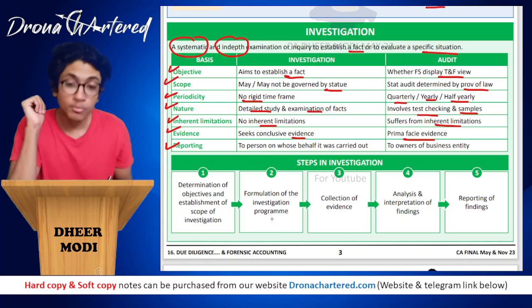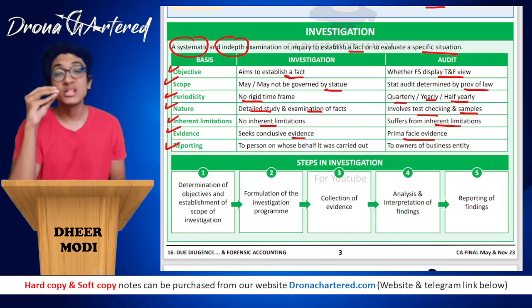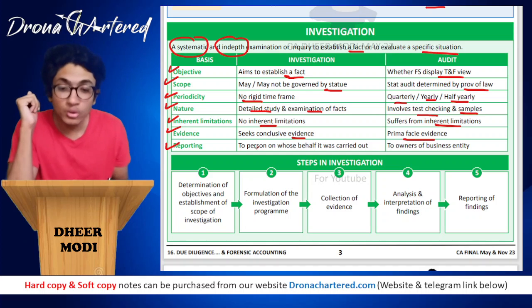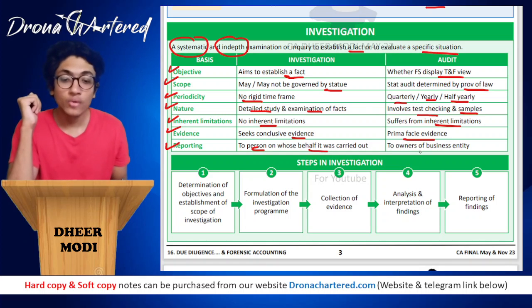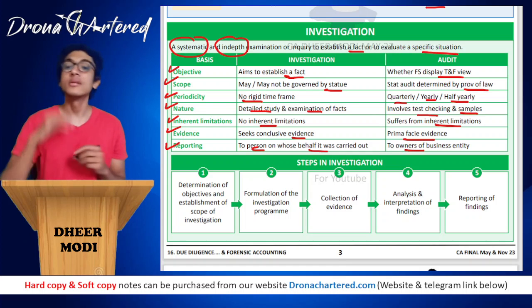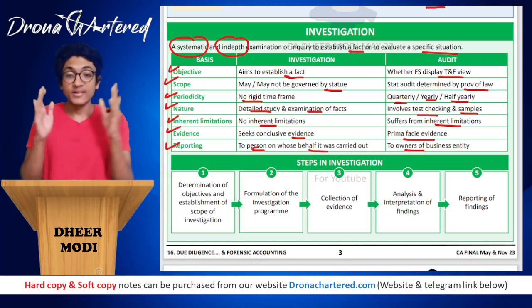Next is your reporting. So person on whose behalf it was carried out. That means your investigation report will be given to whom? It will be given to the person on whose behalf it was carried out. However, in case of audit, it is for the owners of the business entity. Okay, so this is your point with differentiation between investigation and audit.